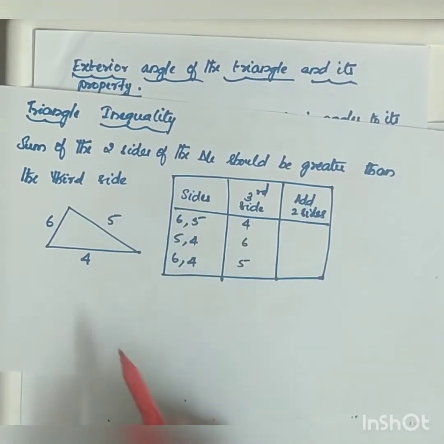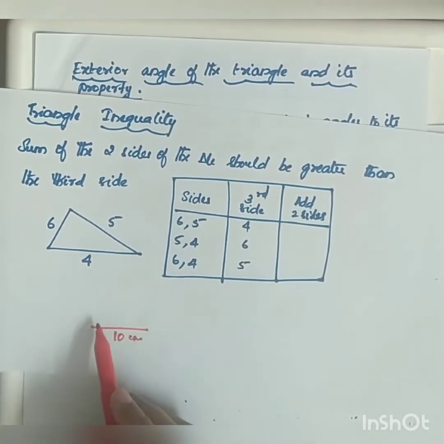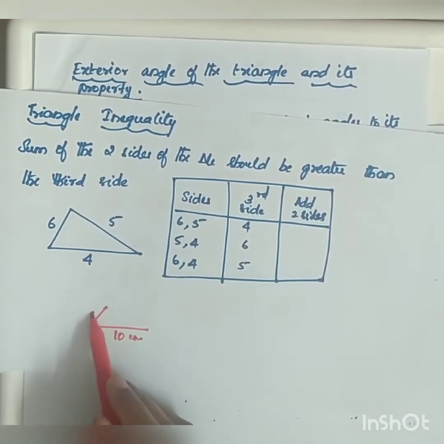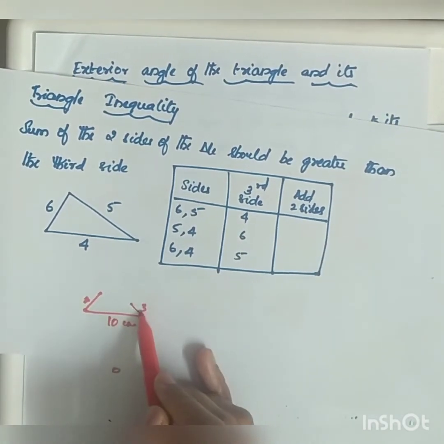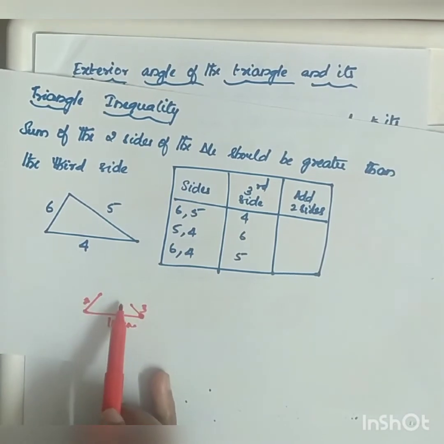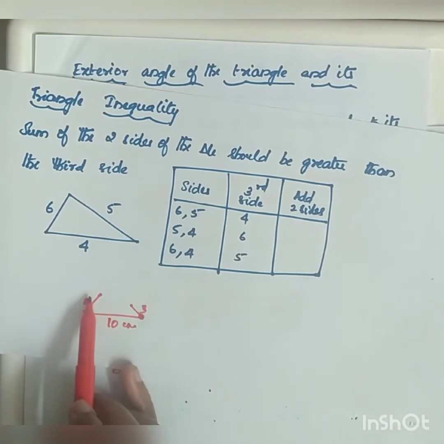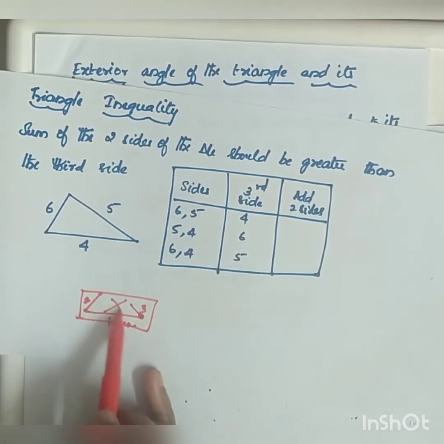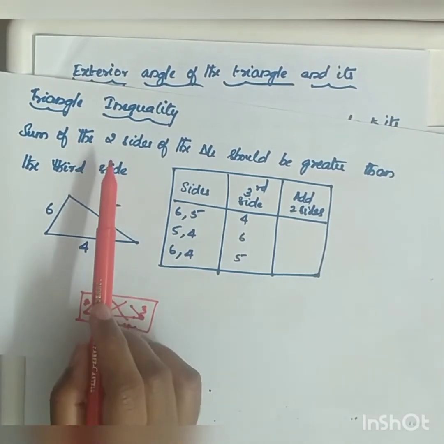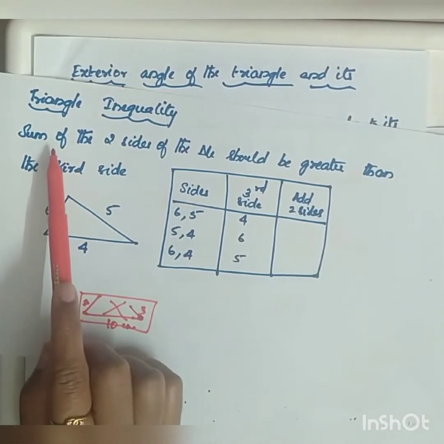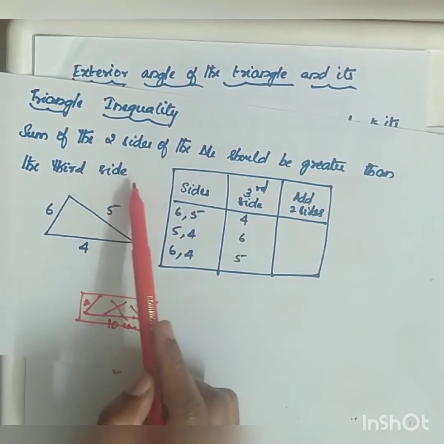Suppose I take a triangle with one side of length 10 centimeters, the second side as 2 centimeters and the third side as 3 centimeters. There is a problem: the sides may not join together. You can try it. Such a case is not applicable; you can't form a triangle. That's why we have this property, that the sum of two sides of the triangle should be greater than the third side.